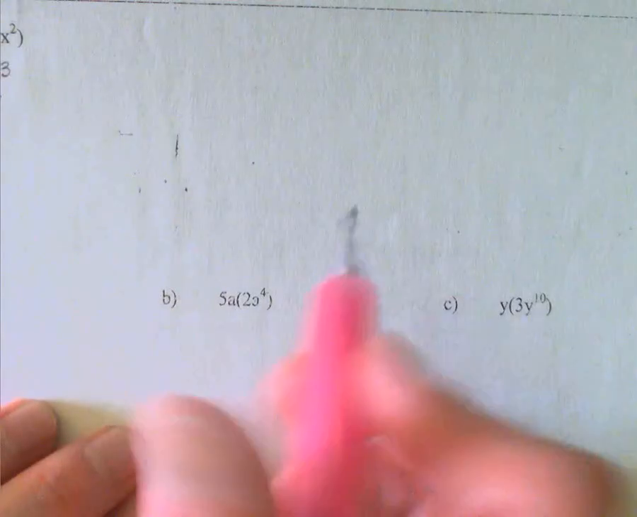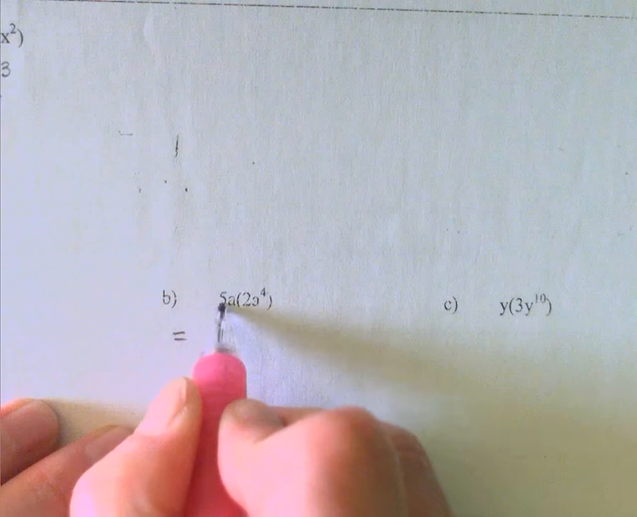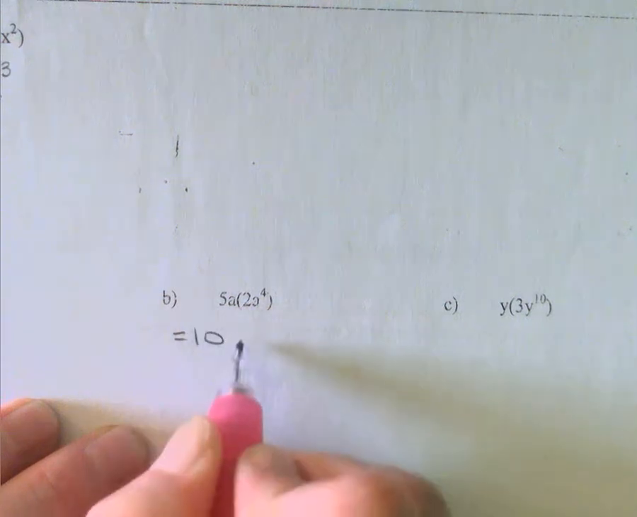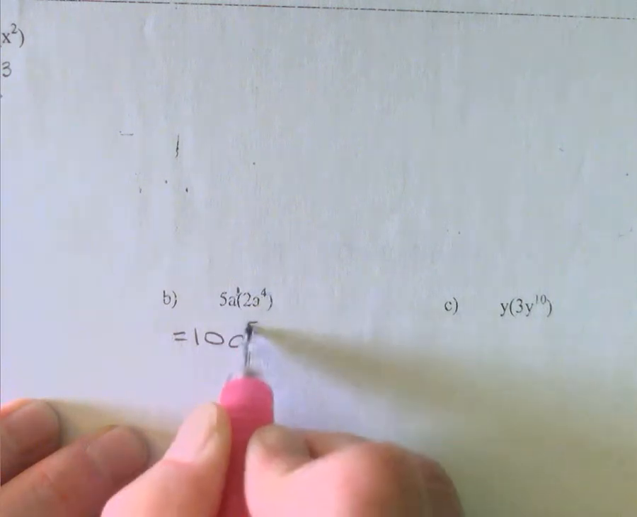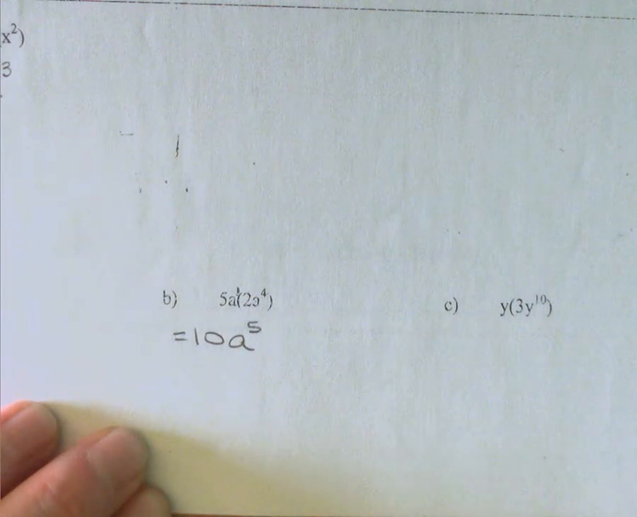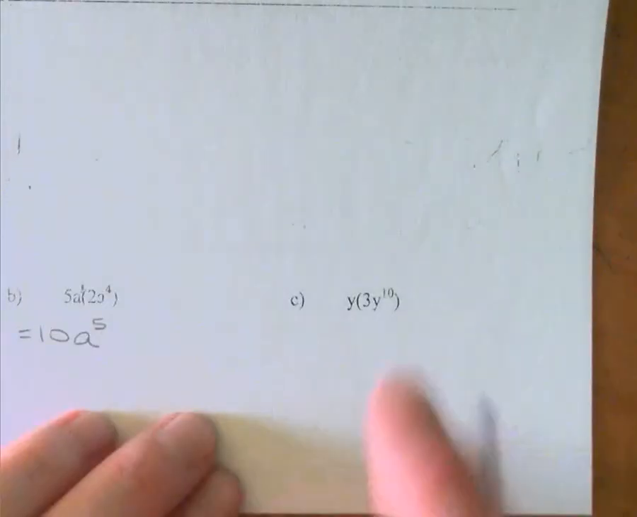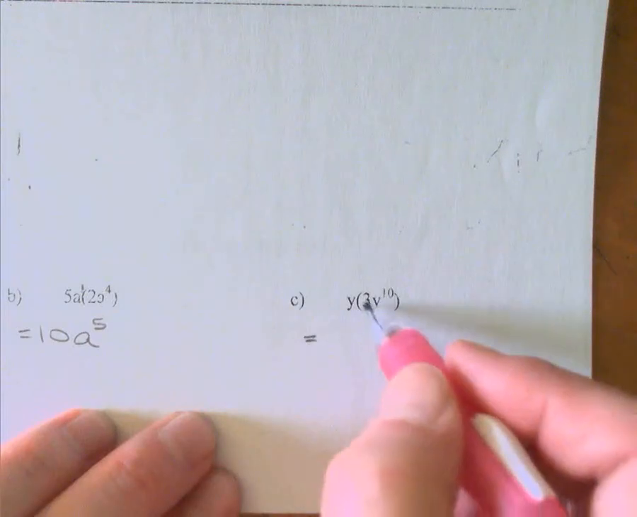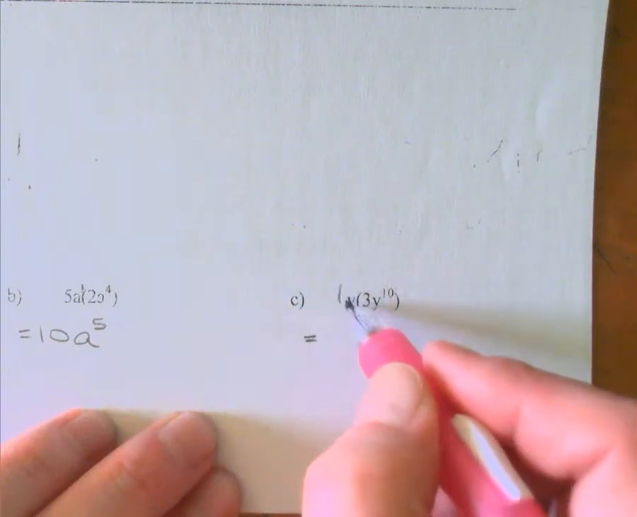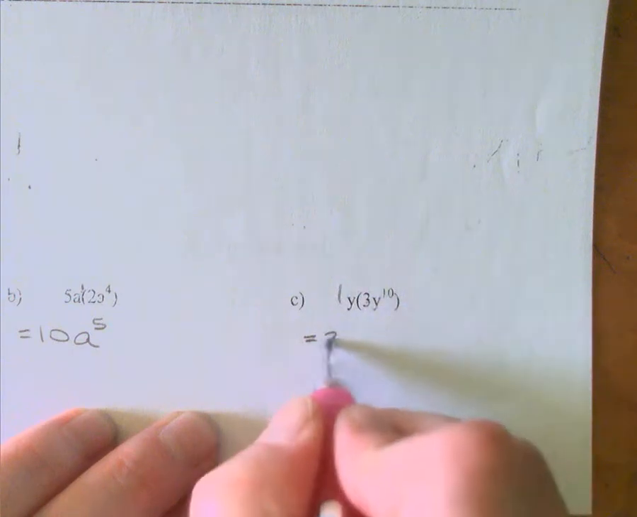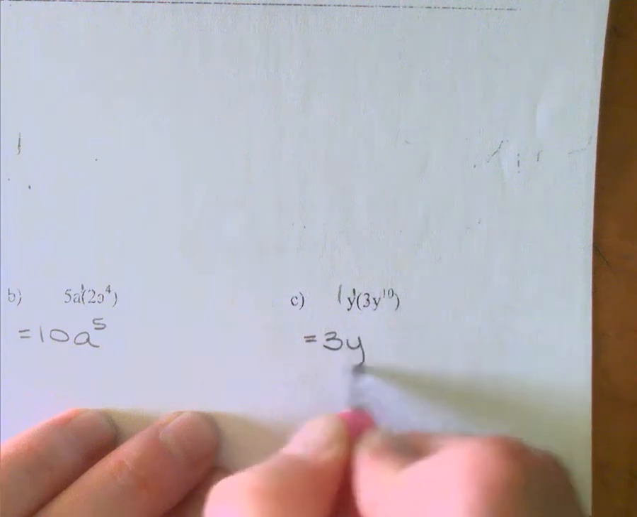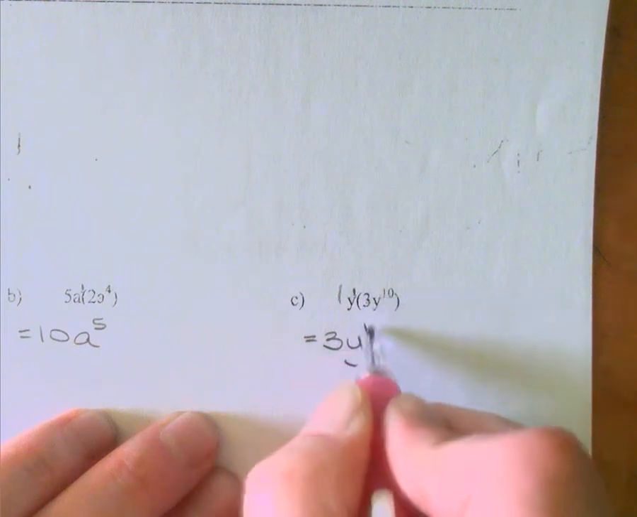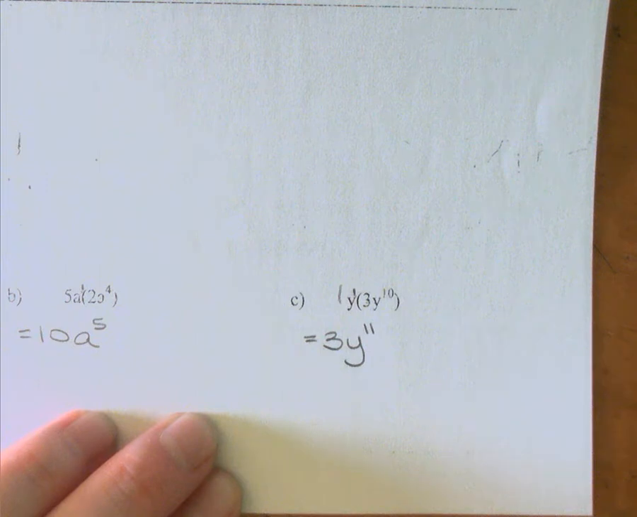If I look at the next one, I'm going to do 5 times 2 is 10. I have a to the power of 1 and a to the power of 4, so I get a to the power of 5. If I look at this one, there's really like a 1y. So 1 times 3 is 3. Y to the power of 1 times y to the power of 10. I'm going to add 1 and 10. I'm going to get y to the power of 11.